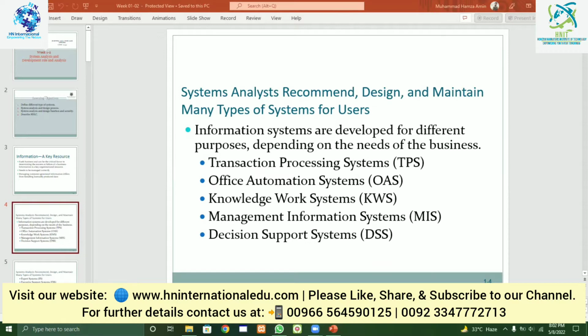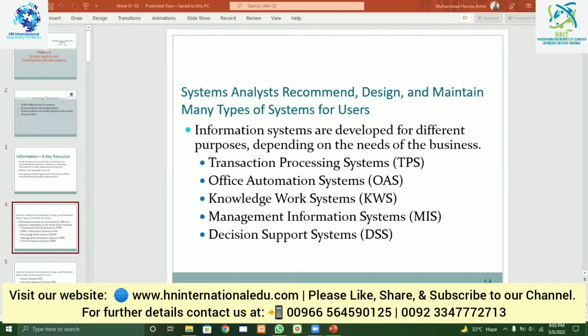Okay. According to their names, it is very simple to detect the exact meaning of these systems. Transaction processing system means something like an ATM machine or bank system. Office automation system means the tools that are used to automate office work. Knowledge work system is like a library management system, or you can say Wikipedia. These are knowledge work systems.